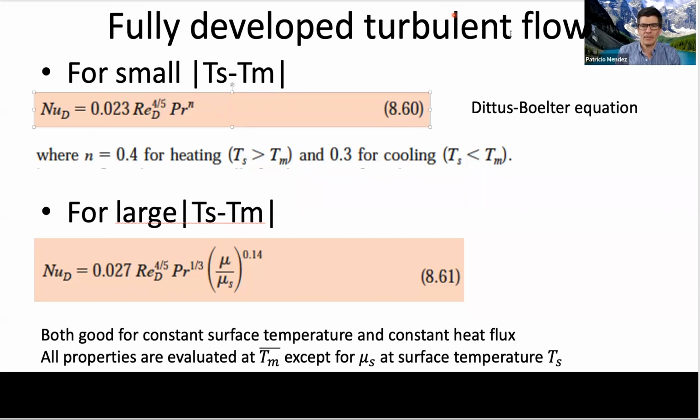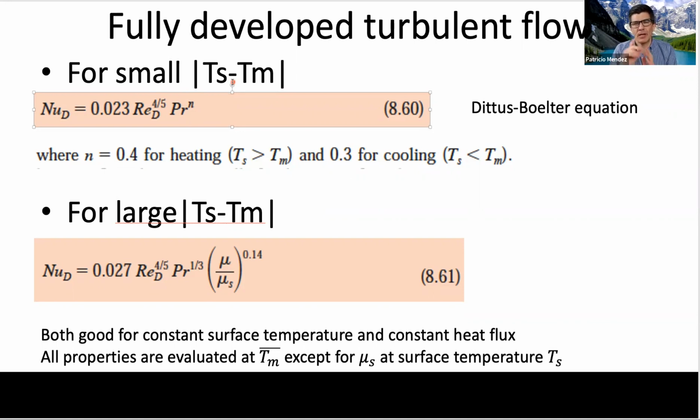Now, this Dittus-Boelter equation is for small temperature differences between the pipe and the fluid. From the point of view of heat transfer, that's not such a big deal, but from a point of view of fluid flow, when the temperature difference is big, the viscosity changes a lot, right? And when the viscosity changes a lot, the Prandtl number changes a lot because Prandtl is a ratio of kinematic viscosity to thermal diffusivity.